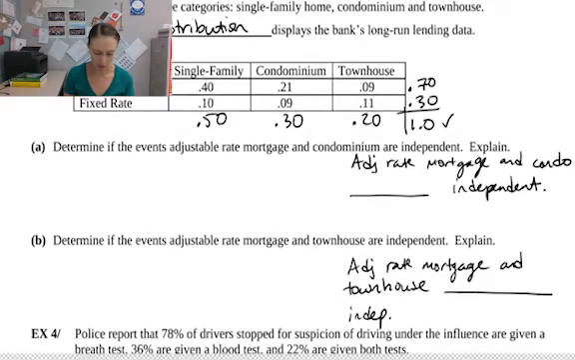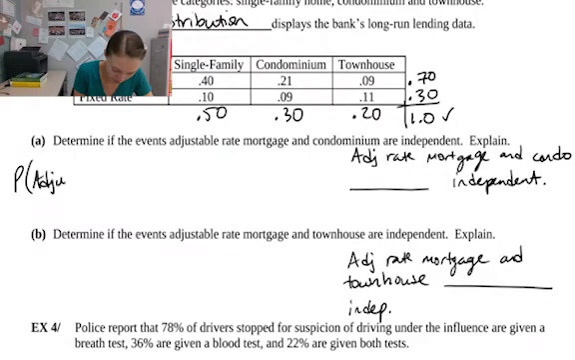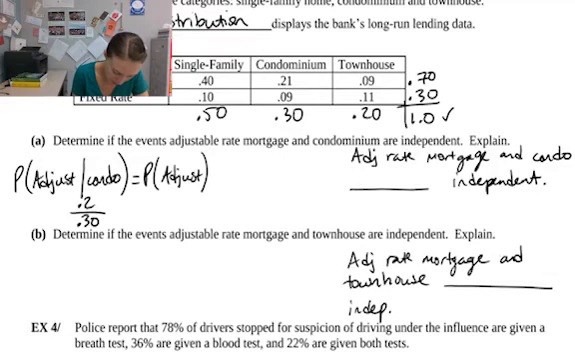Determine if the events adjustable rate mortgage and condominium are independent. So if they're independent, then the probability that you get an adjustable rate mortgage, given that you purchased a condo, would be the same as getting an adjustable rate mortgage, regardless of whether you got a condo or not. So finding this probability of adjustable rate given that they were in a condo. So out of 30% for the condo, adjustable rates were 21.